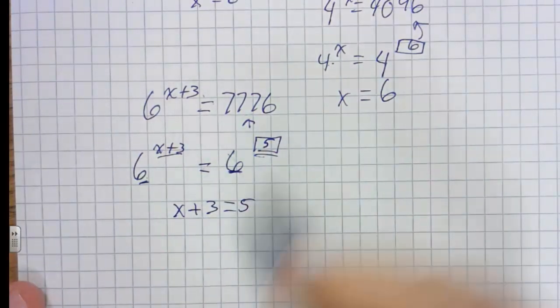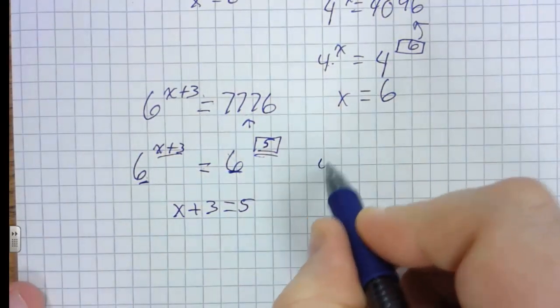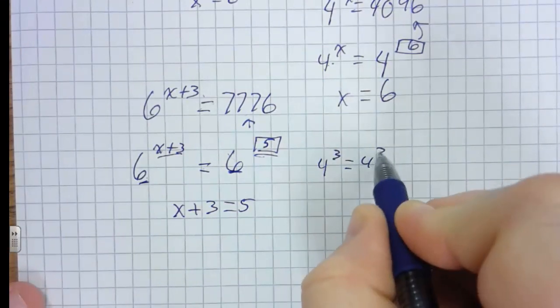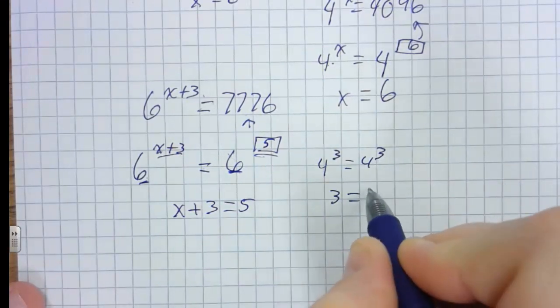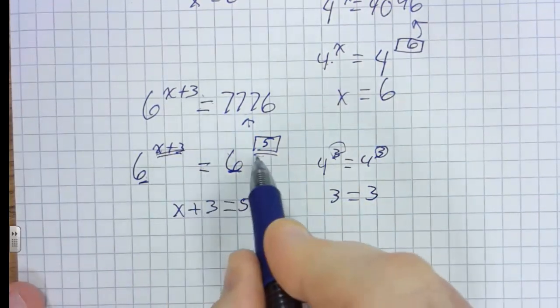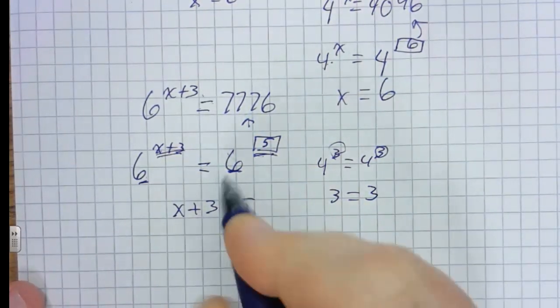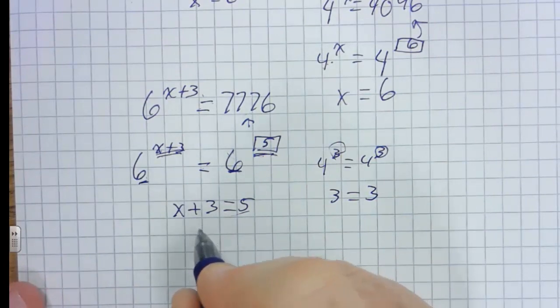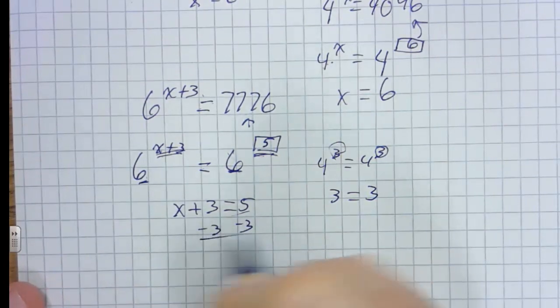Okay, it's just like saying if I have 4 to the third power equals 4 to the third power, well, that means 3 is also equal to 3. So these exponents are equal to each other, so I'm going to let that one equal that one and just continue solving. So when I continue solving, minus 3, and I end up with x equals 2.